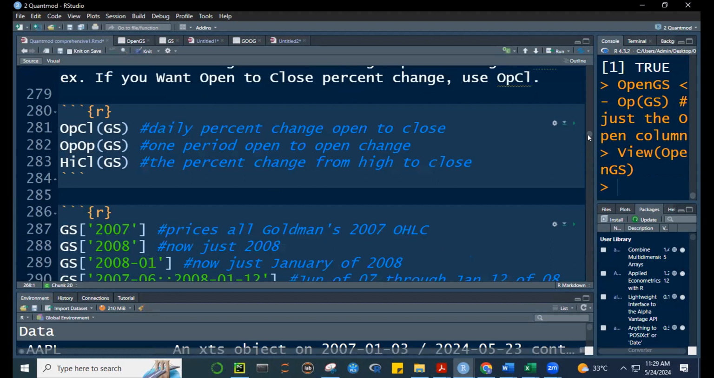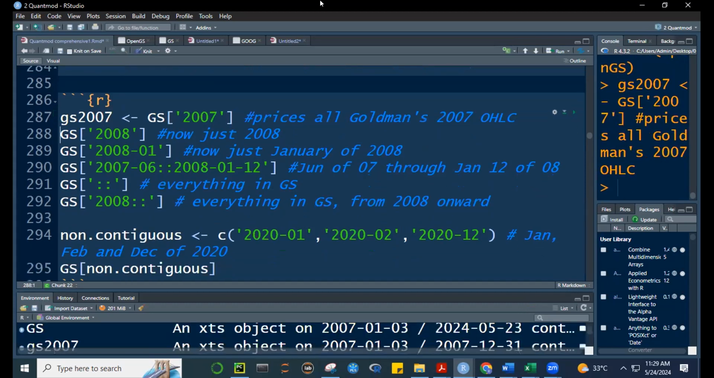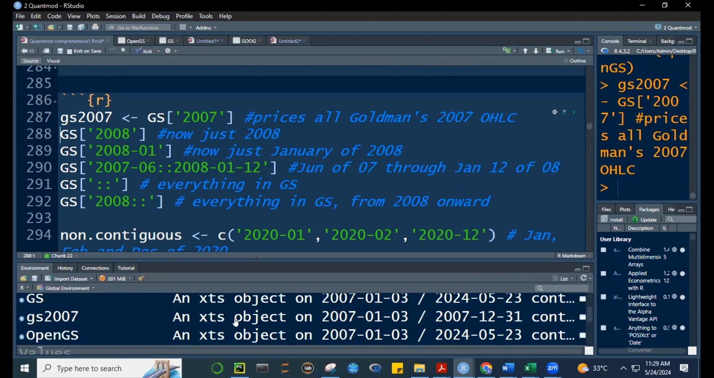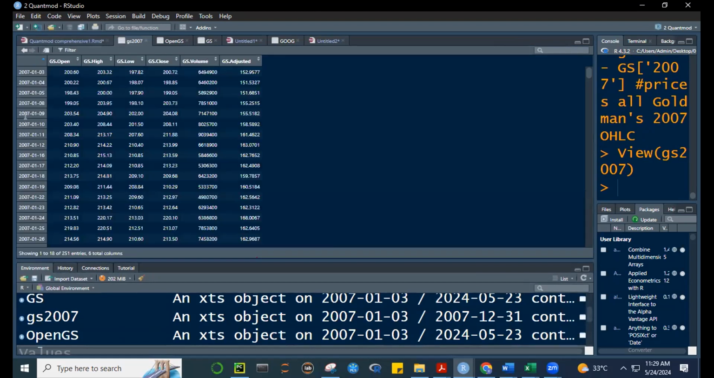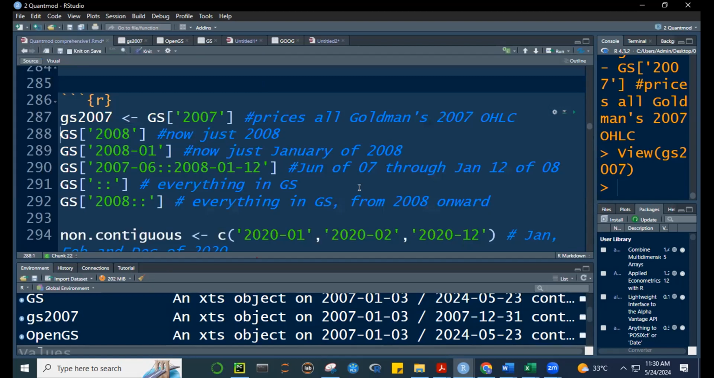So let's continue with this one. It's also very easy to subset. You can give this a name. I think we did this last time. Let me name it GS2007. This will now create a subset of GS, and it's only 2007. Let me illustrate that. Everything is 2007, only 251 entries. We know that's correct because each year there are approximately 252 trading days, more or less.